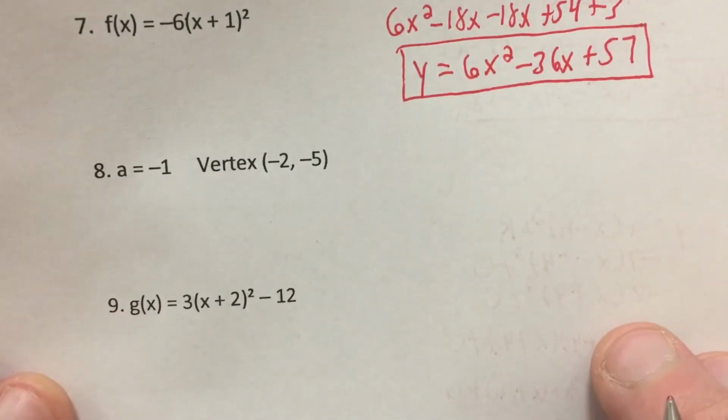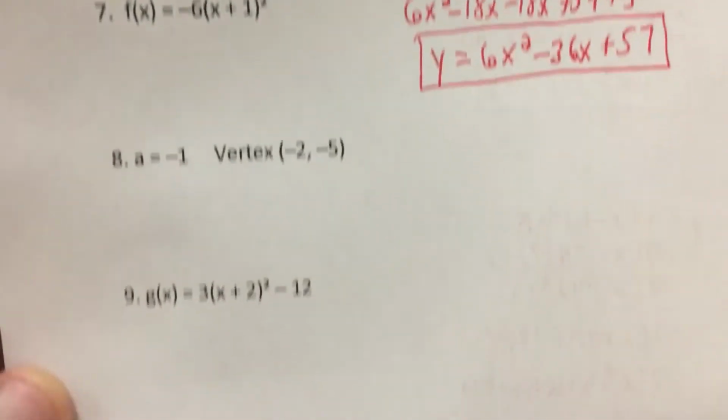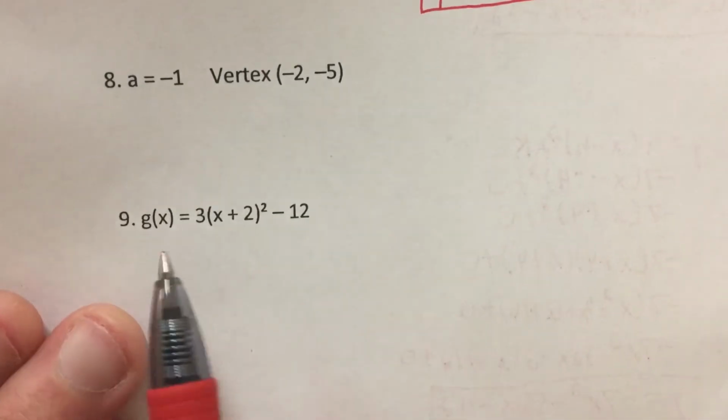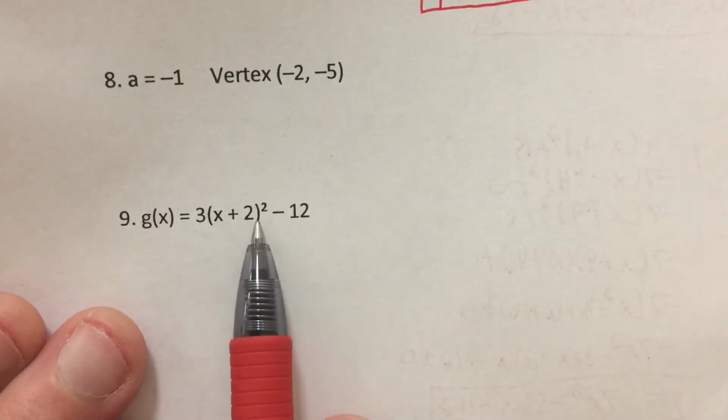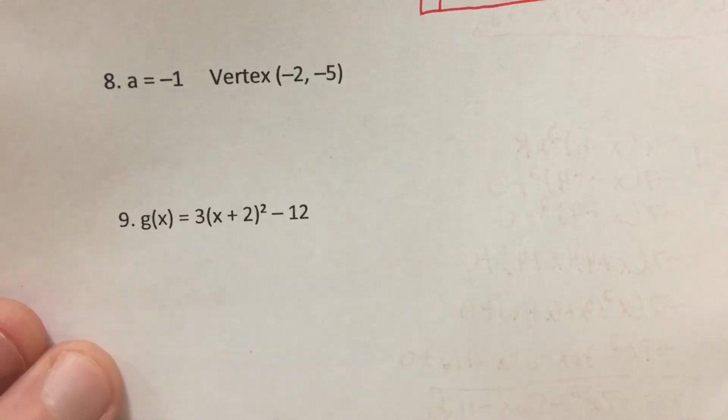Okay? Let's do one more together, and then I'm going to leave you on your own to do the rest. Let's go ahead and drop down and do number 9. We have 3 parentheses x plus 2 squared minus 12. If you've not tried that one yet, feel free to pause this video right now, try it, and then see if we end up with the same thing.